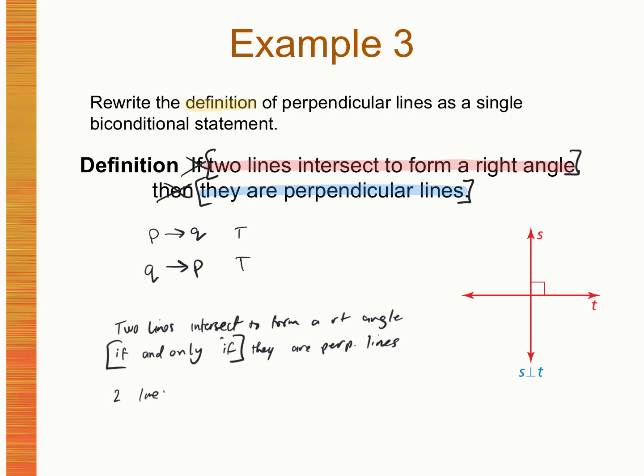Two lines are perpendicular lines if and only if, and I could use that as well, they intersect to form a right angle. Sorry about being so sloppy here.